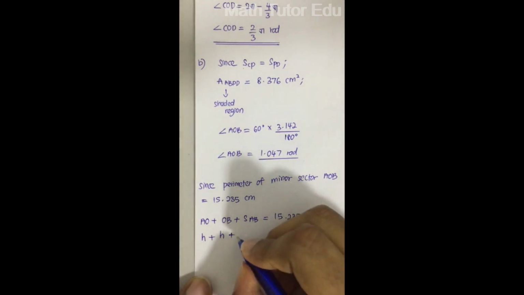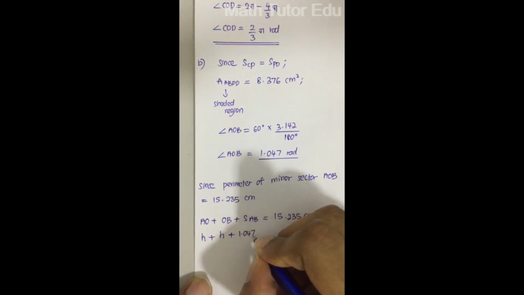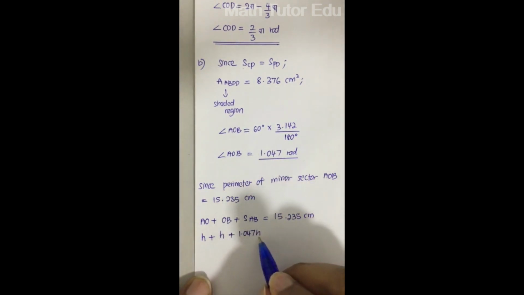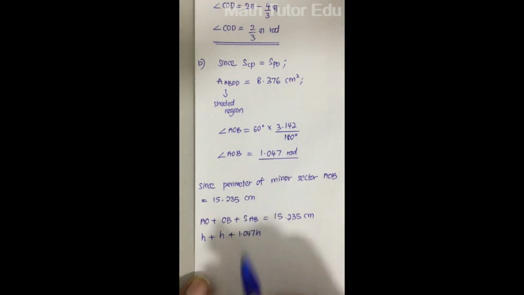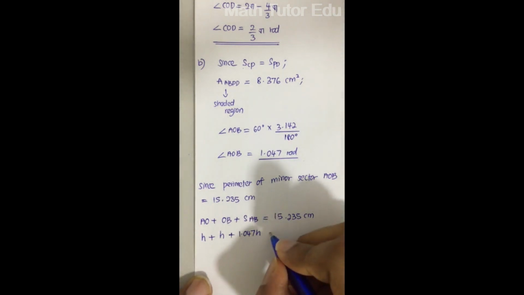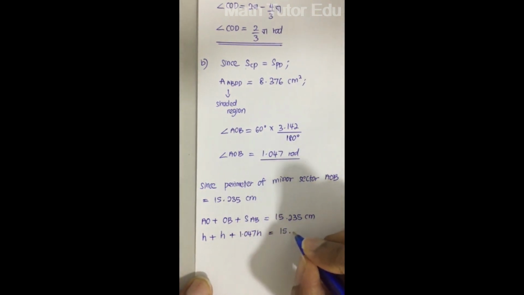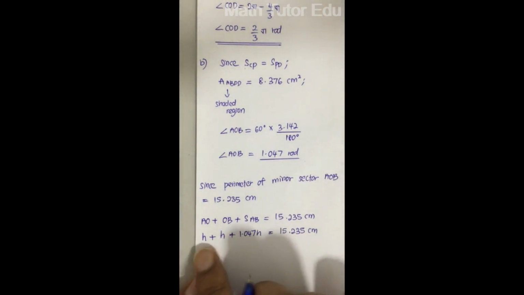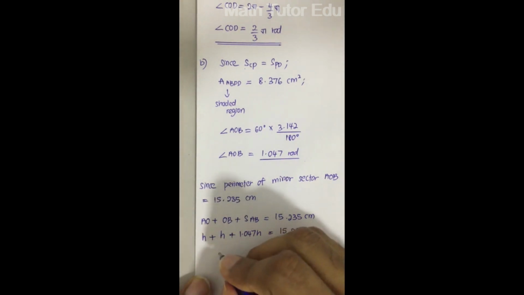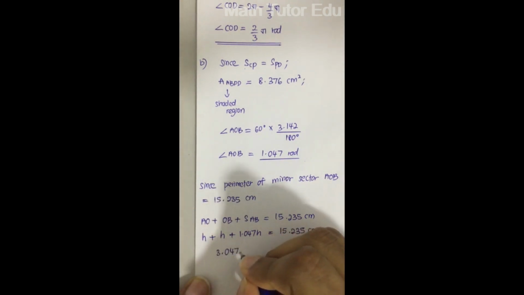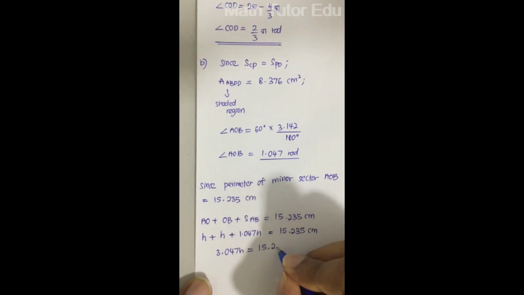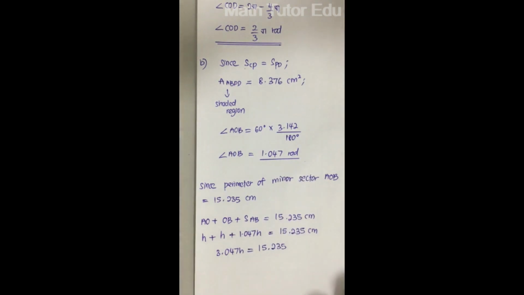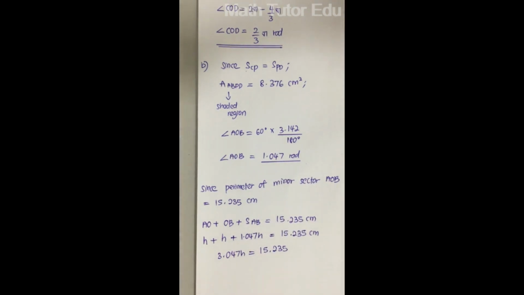So from here, 1.047 times h, where this is your radius r and this is your theta value. You times them together, that's how you get the length of the arc, which equals 15.235 centimeter. You plus them together for the left-hand side, and from here you get 3.047h equals 15.235. Okay, so let us take the calculator.